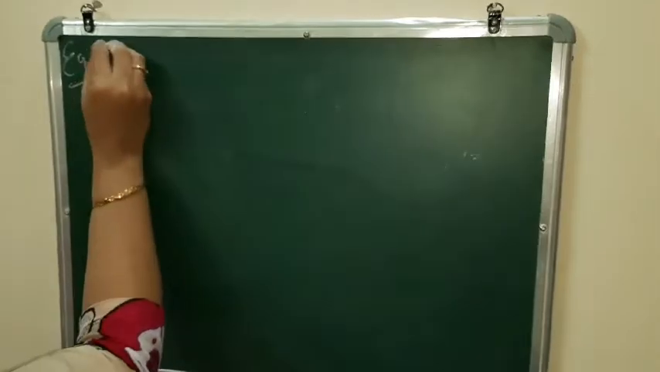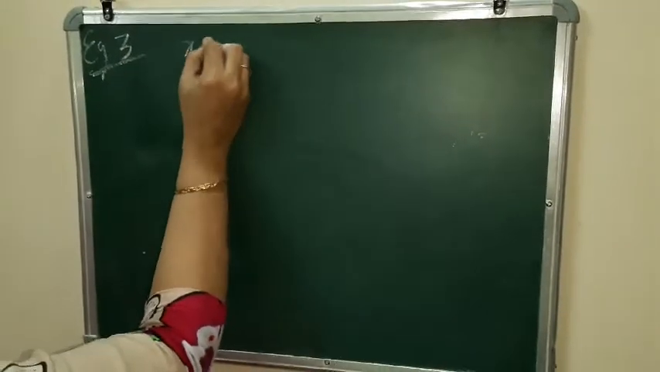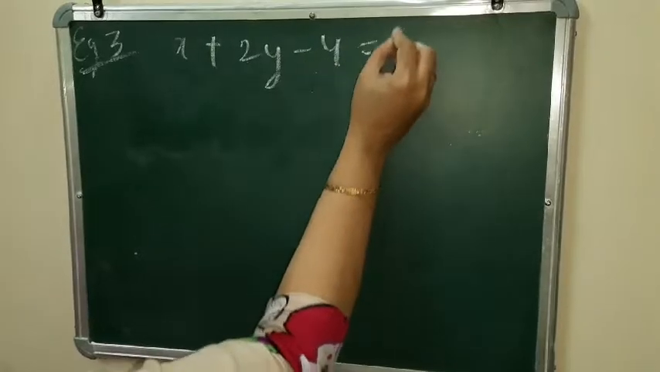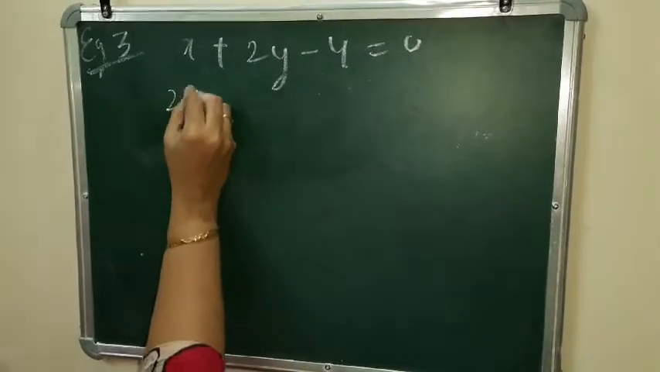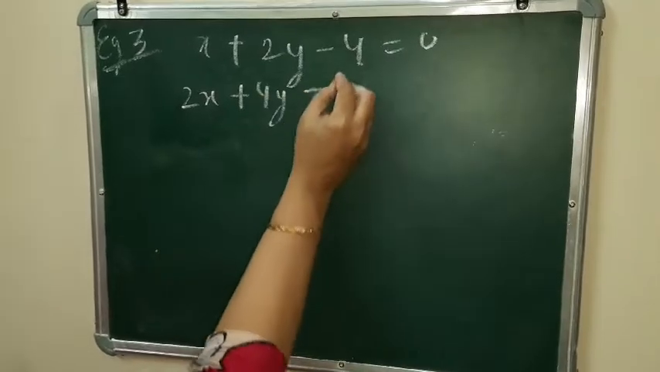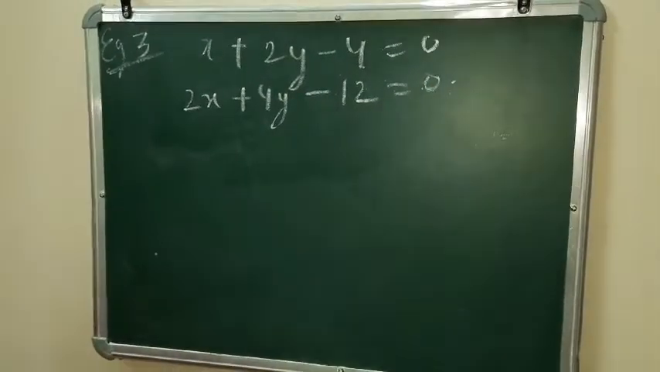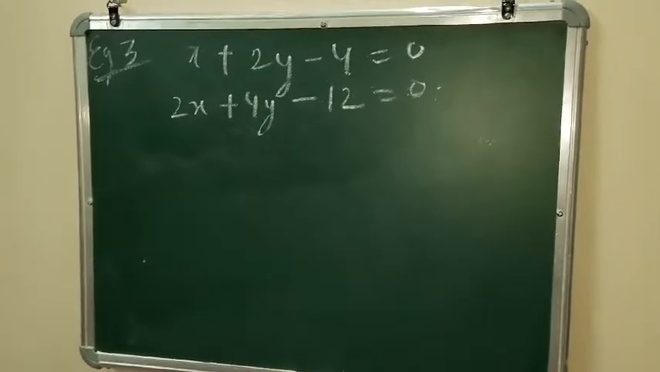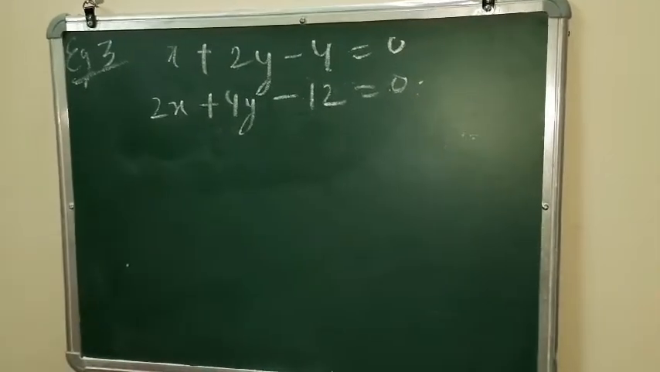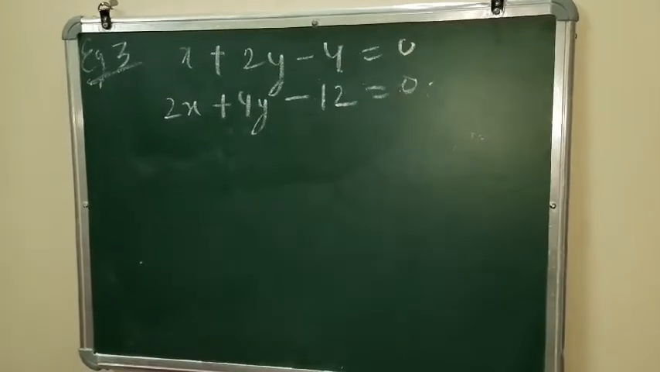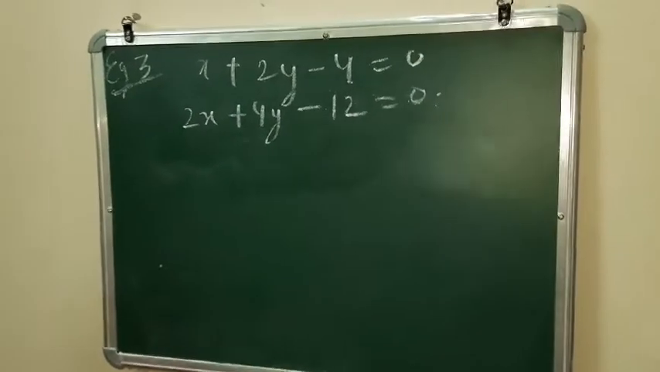Now example number 3 of your book is: two rails are represented by the equations. Rails means trains they are talking about. Two trains are moving. One train is forming x plus 2y minus 4 equal to 0. Another train is forming 2x plus 4y minus 12 equal to 0. Represent the situation geometrically. Now as we are talking about trains, it's very obvious that your graph will be parallel. But they have told us that you have to represent it, so we'll be representing it.